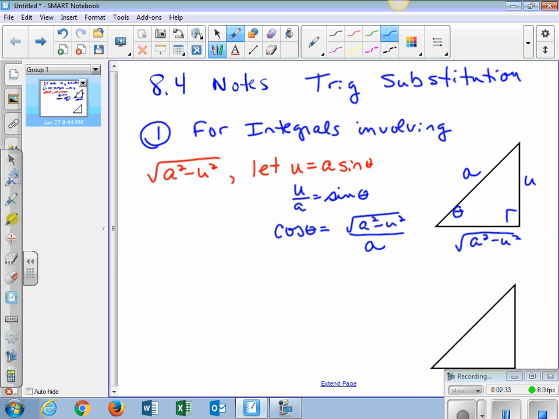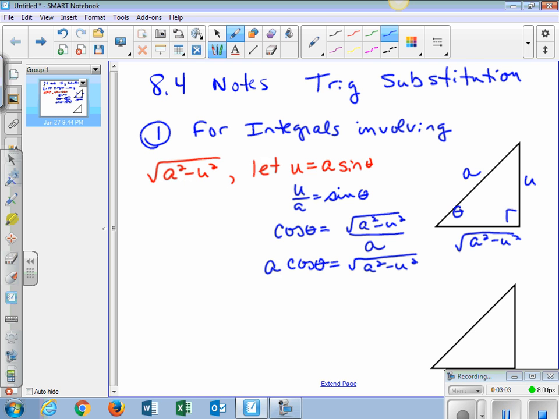So I'm trying to get a radical over a constant, and I'm looking at that saying, well, I would use cosine. Then I get the radical by itself, so a times cosine theta would be the square root of a squared minus u squared. So in my integral, wherever I have an a squared minus u squared, where a is a constant and u would be any variables that you might have, I would substitute in a cosine theta for that. And then it's going to make it easier for me to find that integral.